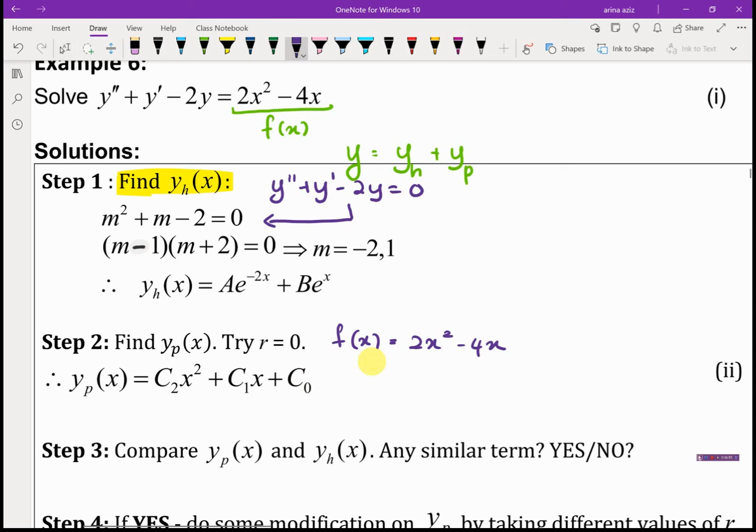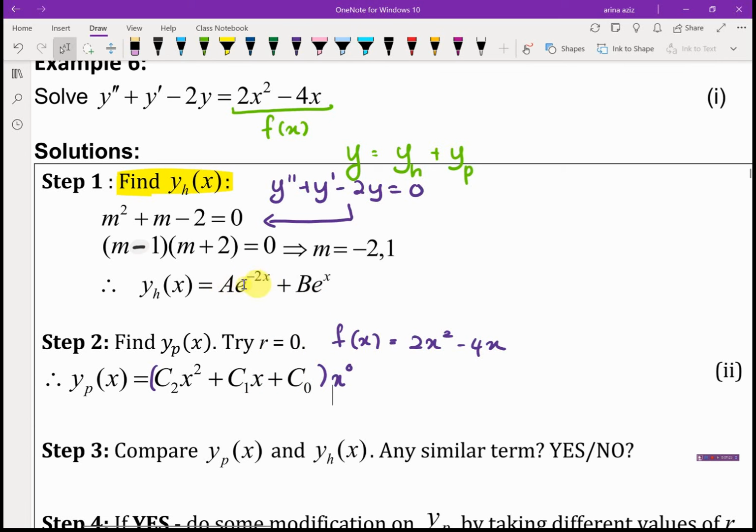And then this actually has the multiplication with x to the power of r. And since we start with r equal to 0, we have x to the power of 0. Now, let's compare this YP and this YH. Are there any similar terms?